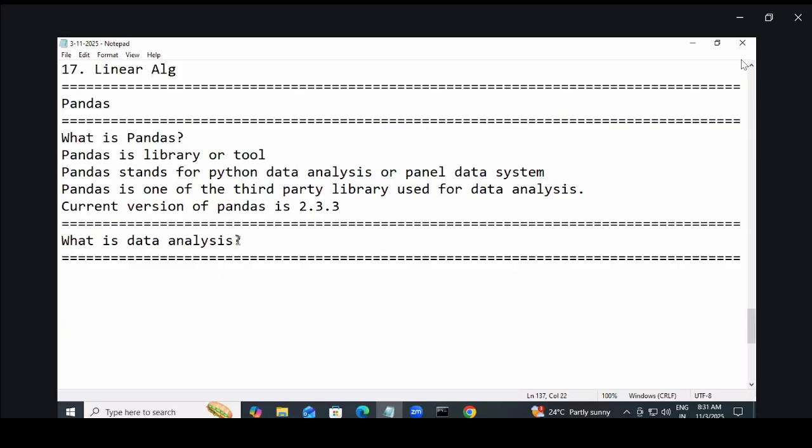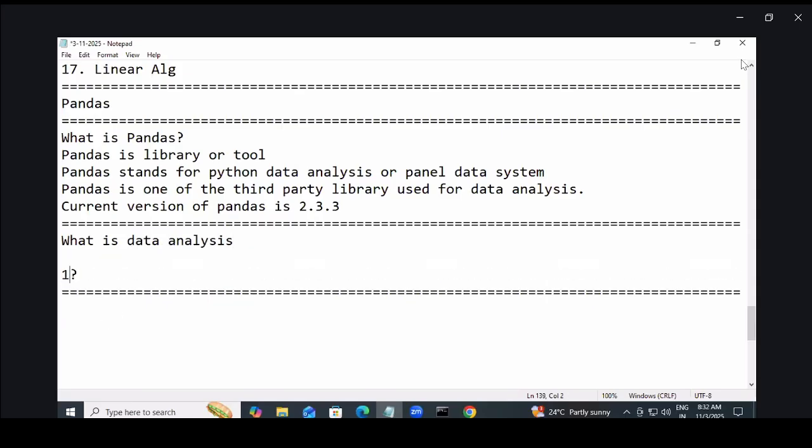Analysis. What you are doing is analyzing the data, identifying the insights from the data. That is the job of which one? Data analyst, right? So the job of a data analyst is data analysis. What will a data analyst do?